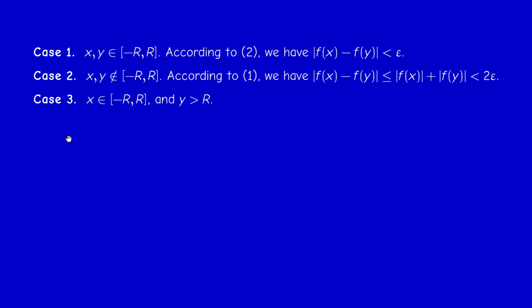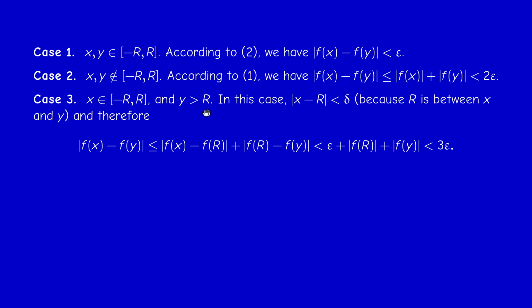Okay, now the third case: x is between minus r and r, and y is bigger than r. So r is between x and y, so x is less than r, r is less than y. The points x, r, y are in this order. So in particular, the distance between x and r is less than delta, because the distance between x and y is less than delta. Just draw a picture. So x, r, y.